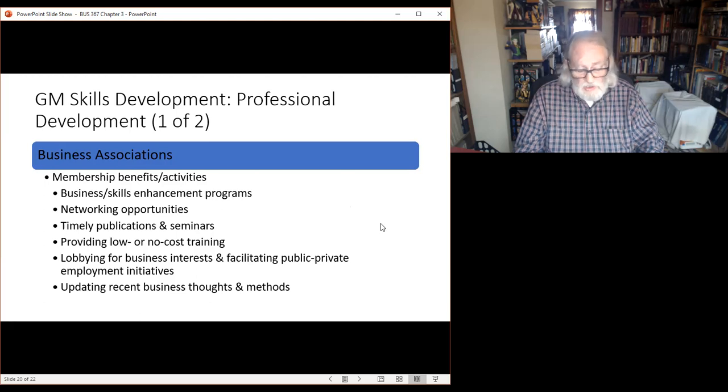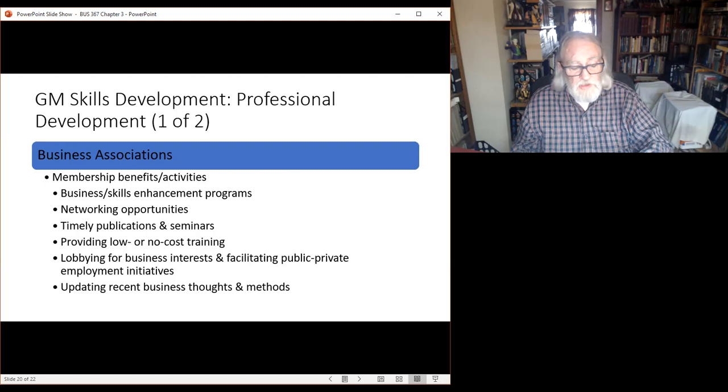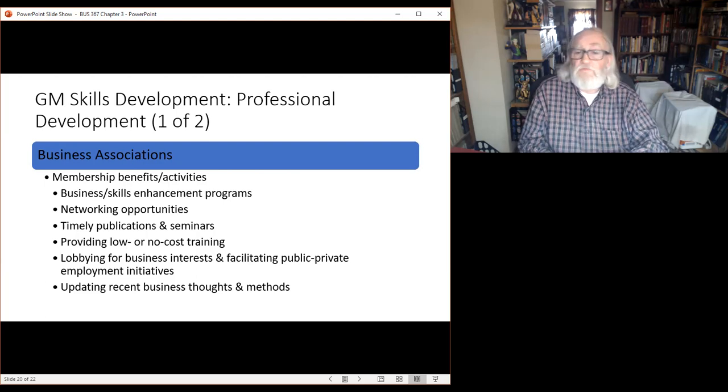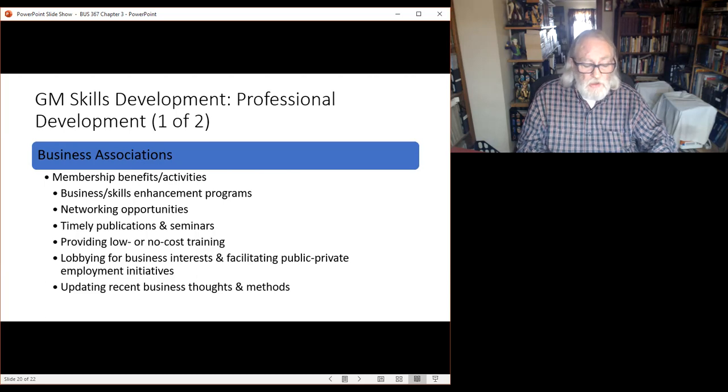The membership benefits activities of local business associations. Sometimes these include all kinds of helpful things, teaching you new skills, giving you coaching and so forth from other trained people with expertise, things like that, giving out information. Local chambers of commerce are excellent places to go for this sort of development. You can kind of see here many of the different sorts of benefits activities from these associations. Skills enhancement programs, opportunities to network, the timely publications.